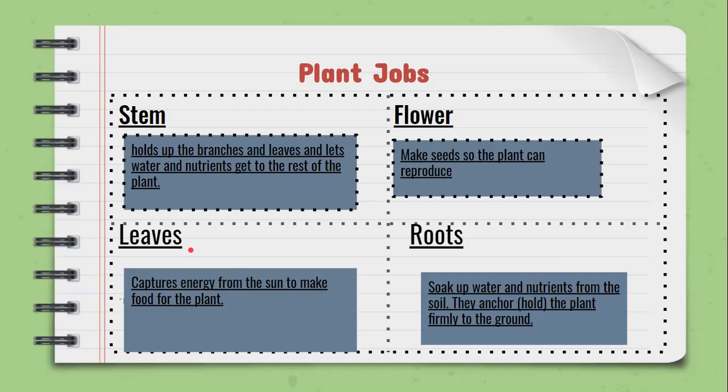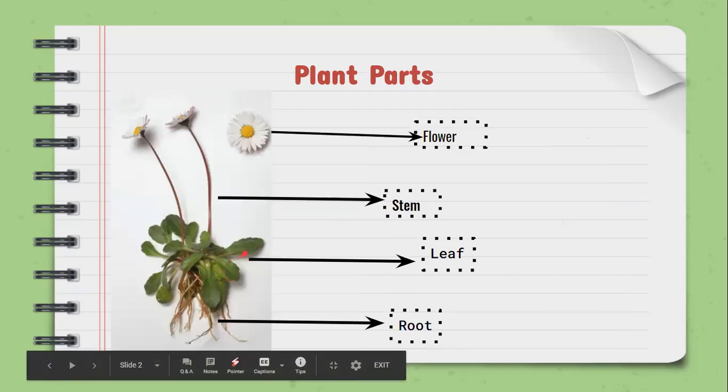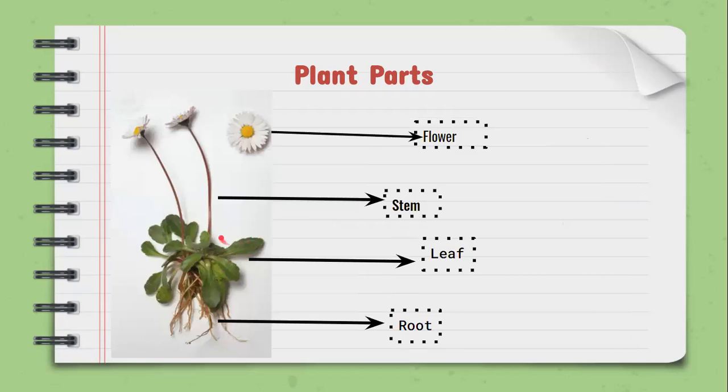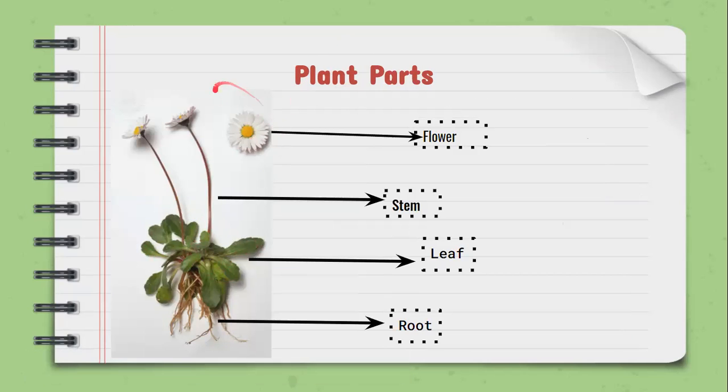Leaves. The leaves capture energy from the sun to make food for the plant. If you can see in this photo, there are little dots, so it can capture the sun's energy. For example, if the sun is shining right over here, the sun's energy is going to be captured by the leaves.